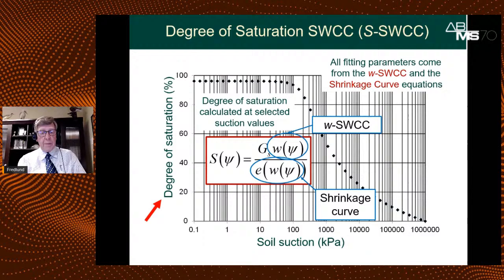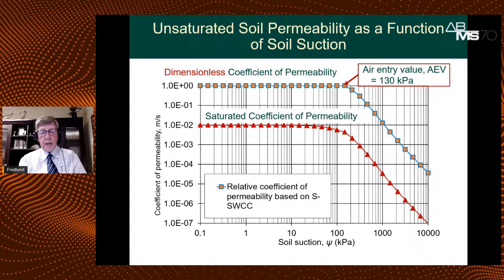Let me simply illustrate the estimation of the permeability function from the soil water characteristic curve. A variety of analytical procedures have been proposed for the calculation of the permeability function. There are several important points that apply to all proposed estimation procedures for the permeability function. First, a dimensionless permeability function can be calculated, which can then be translated vertically such that the permeability function will start at any saturated coefficient of permeability.